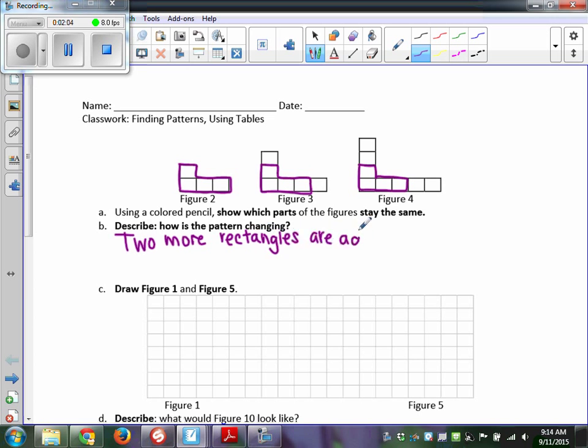If you would write that down on your sheet, that would be fantastic. And instead of saying time, I'm going to use the word term. 2 more rectangles are added each term. And a term is like kind of a set of things that goes together.